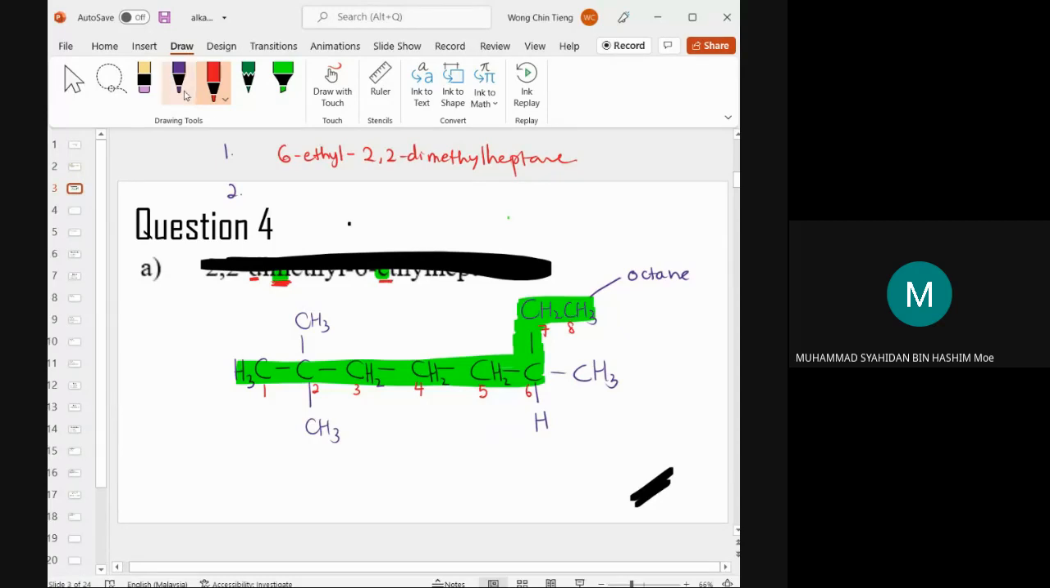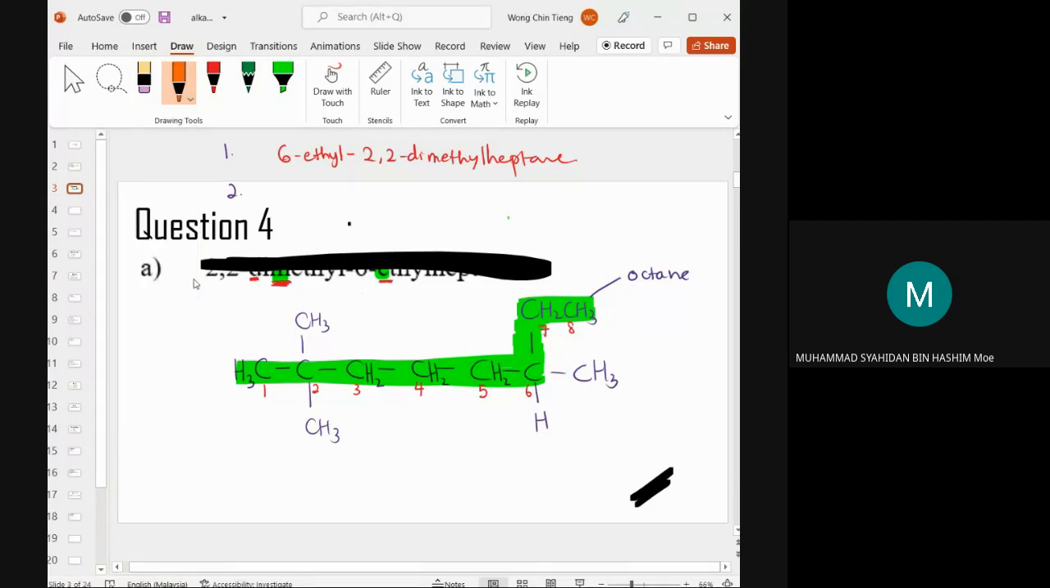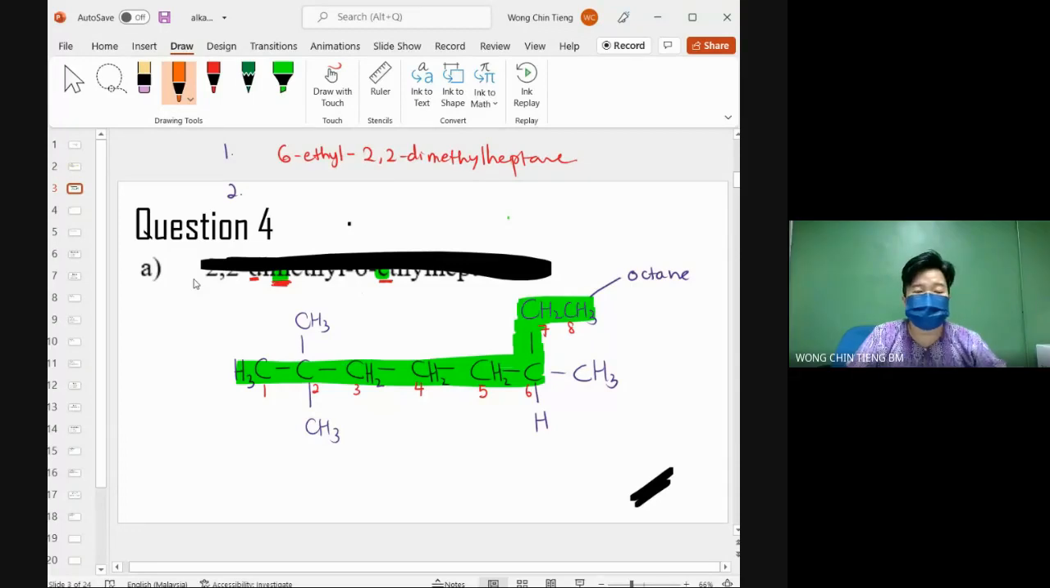Sebab dia punya group CH3 tu dekat 2. Because you are going to have your substituent as the lowest number. And your substituent over here, kita ada 3. As always, circle your substituent. Alright, give name to the substituent. That is my methyl. Bila kita dah ada nombor, so saya boleh letak nombor terus.